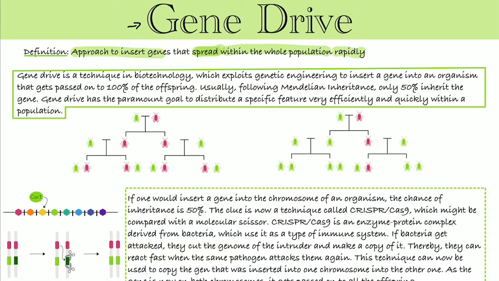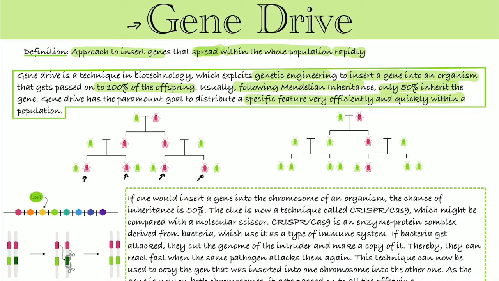So, it's possible to exploit genetic engineering to insert a gene into an organism, but usually, if we follow Mendelian inheritance, there's a video about Mendel's law, so if you want to check that out, the link is above, only 50% inherit the gene, so that's normal. But with gene drive, it's possible that all the offspring carry the gene, and thereby a specific feature can be distributed within a population very efficiently and quickly, as you can see in this figure.